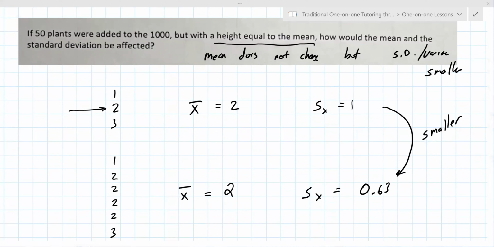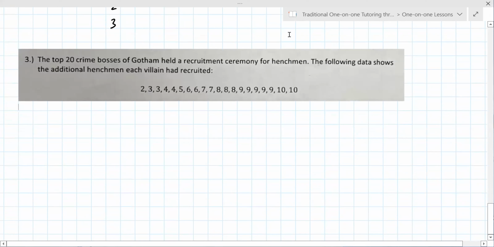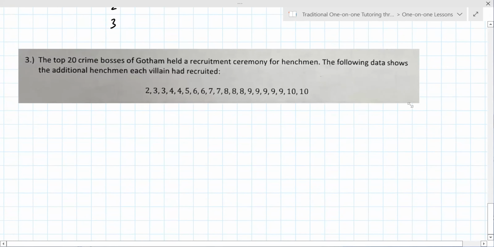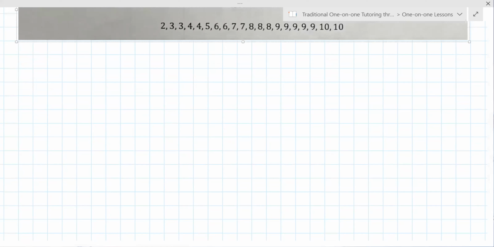All right. So now, number 3 really should have been done before this, but we'll get to it now. The top 20 crime bosses of Gotham held a recruitment ceremony for henchmen. The following data shows the additional henchmen each villain had recruited. So a lot of words there, but they're saying, this is our data set.